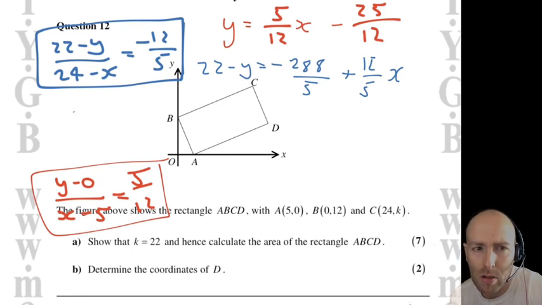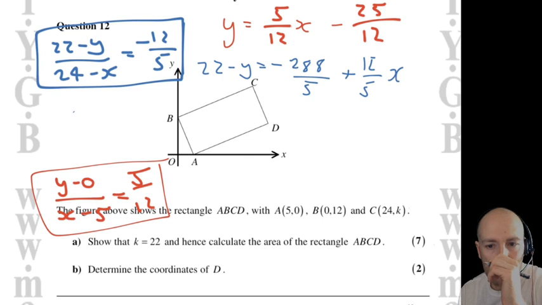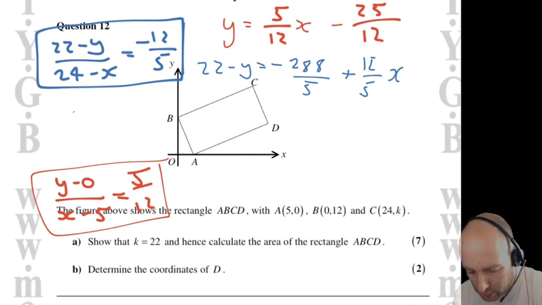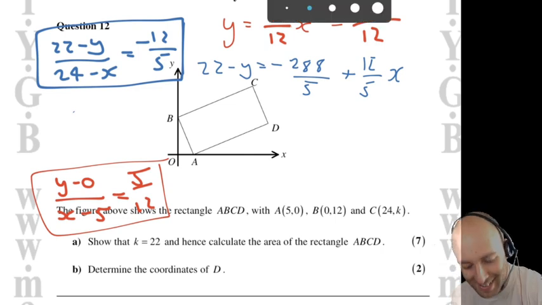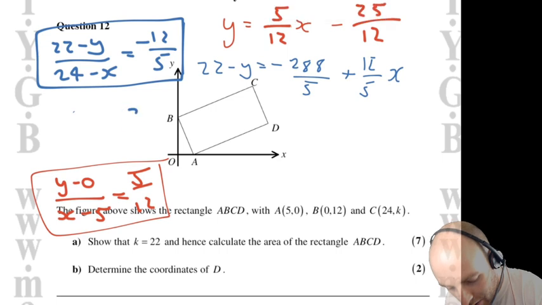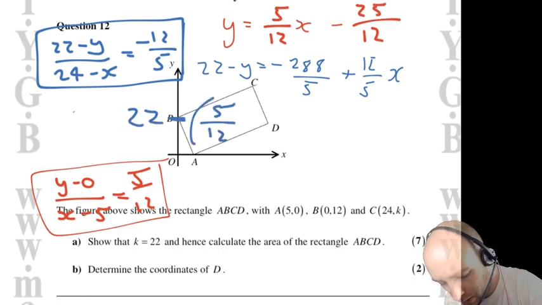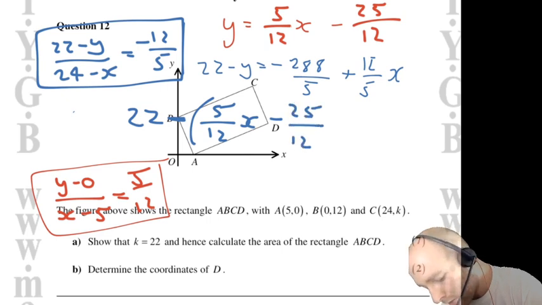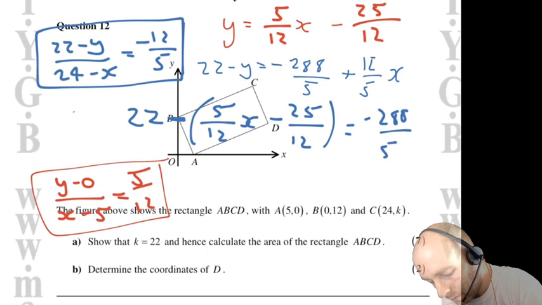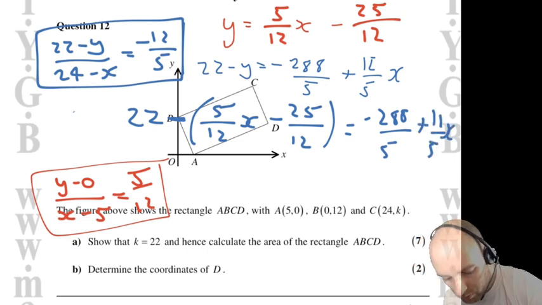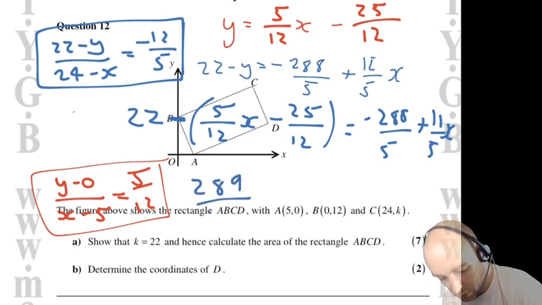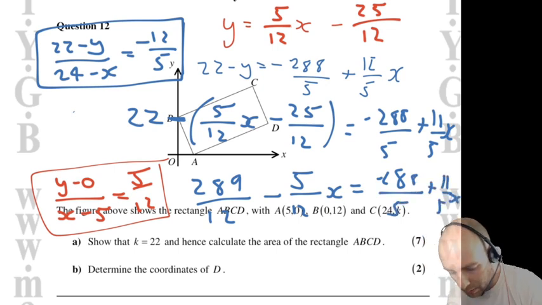Yeah, I suppose you could. Yeah, it is only worth 2 marks. We'll get the same thing doing it like this though. I'm going to finish this. I've started this now. So 22 take away 5 twelfths x minus 25 over 12 is minus 288 over 5 plus 12 over 5x. Cool. So add my x's together.